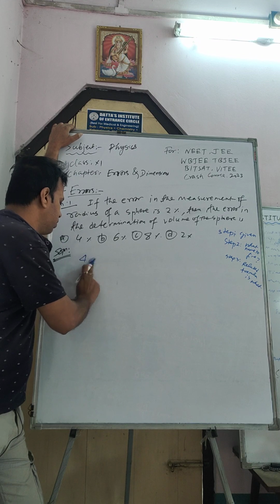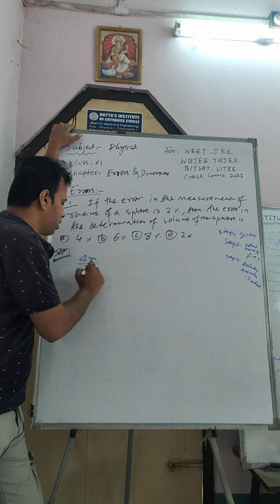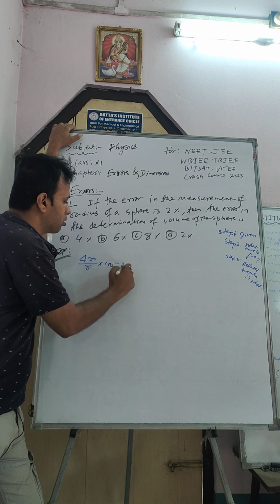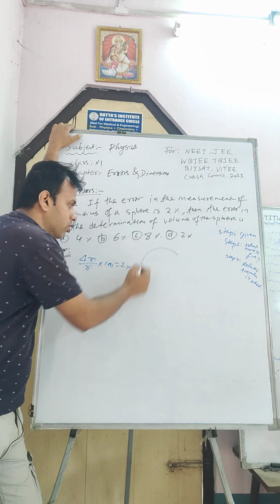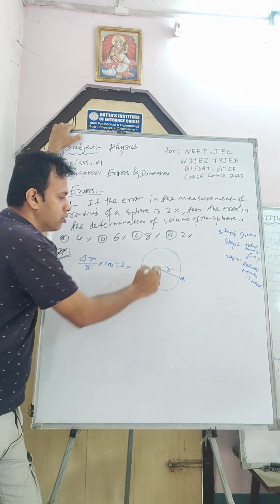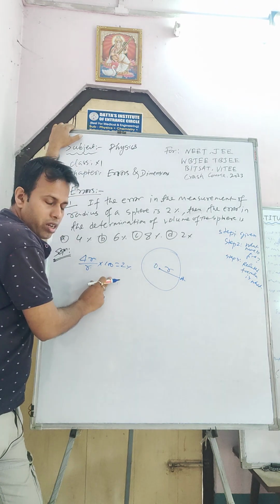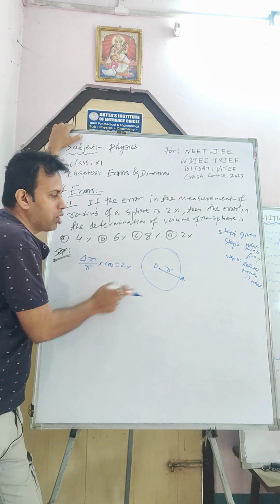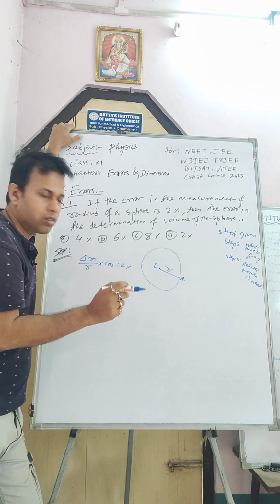So what is given here? Given del r by r, that is, the error in the measurement of radius of a sphere is 2%, so del r by r into 100 is how much, sir? 2%. So we have to find out the volume of the sphere. Suppose this is a sphere and the radius of the sphere is r, okay. In the measurement of r there is an error. The error is 2%, okay. So now we have to find out how much error will be there in the volume of the sphere.